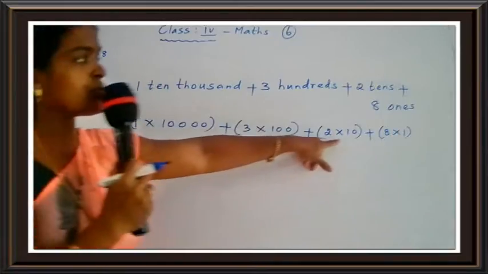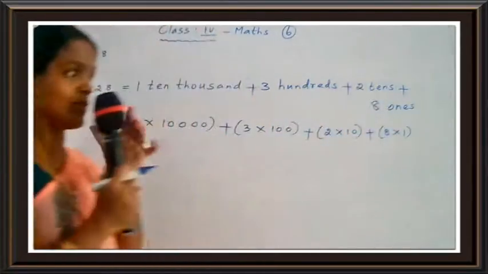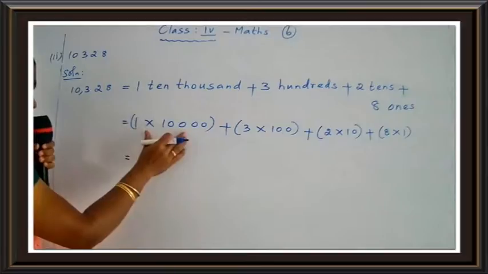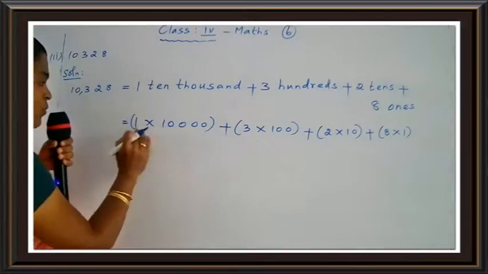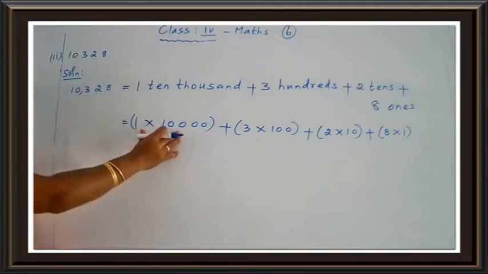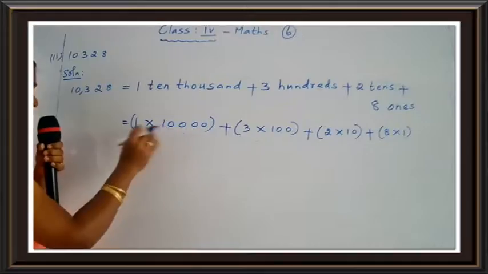2 into 10, 2 tens. 8 into 1, 8 ones. Okay, this is the second way. Now you come to the third way. Third way, 1 into 10,000 means 1 into 10,000. If we multiply by 1, what do we get? Your answer is 10,000. 1 into 10,000, your answer is 10,000.